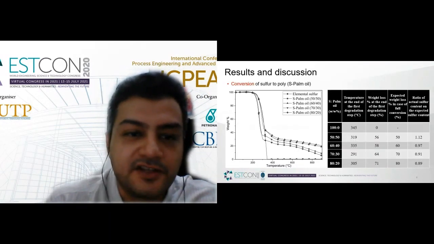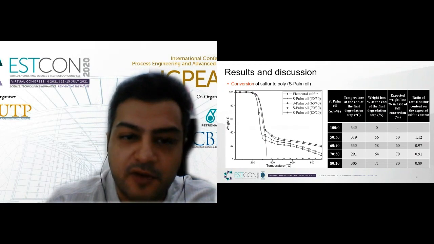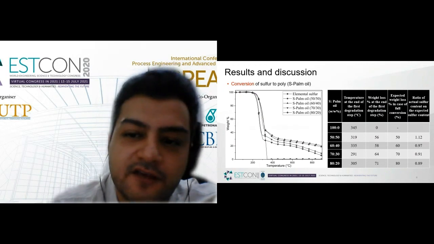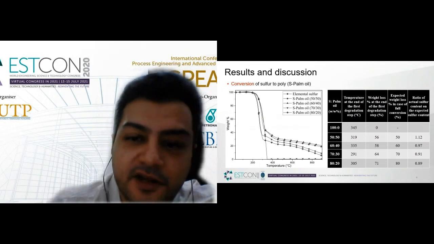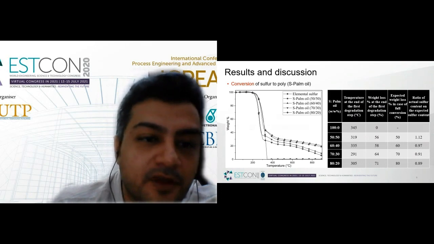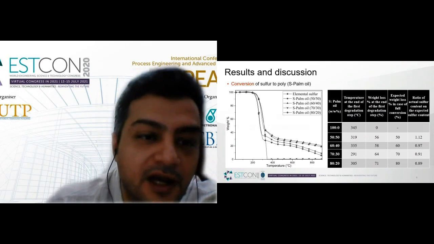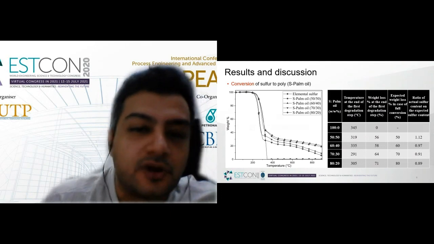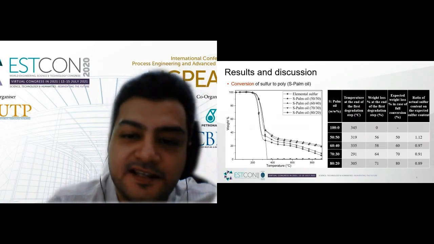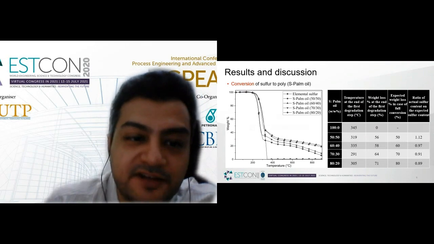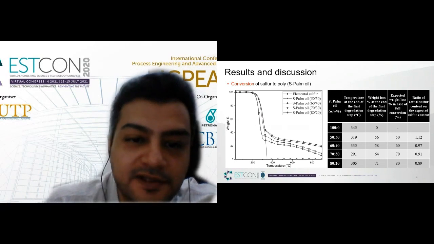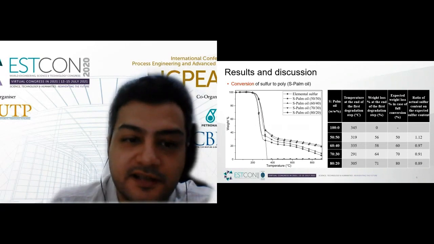Here we have the TGA thermograms for all the palm oil polymers, and this table provides information on the experimental and calculated sulfur contents from these TGA curves. The first weight loss step can be attributed to the actual sulfur content in the polymers. This first weight loss percentage increased with increasing initial sulfur content from 50-50 to 80-20.